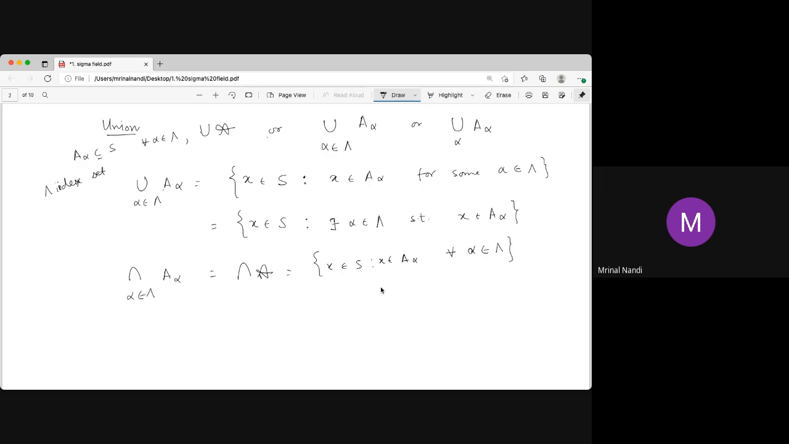It should be this: X must belong to A alpha for all alpha, for every subspace. So again, if lambda is phi, the collection is empty, so the union is phi, and the intersection we will take as the universal set. If this lambda is phi, then we just say the union is phi.